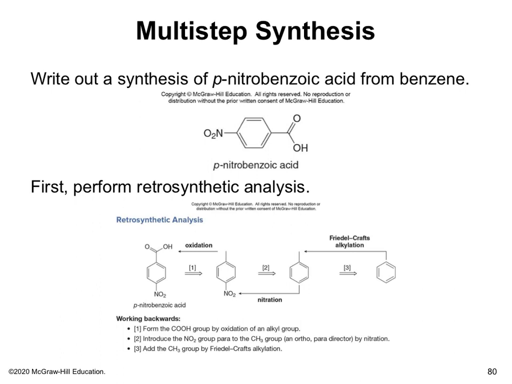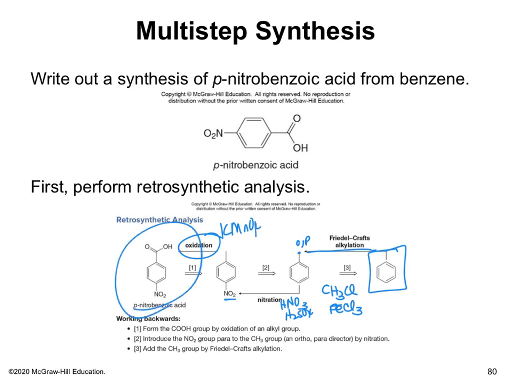So here is an example. If you have benzene, you can methylate that, right? Friedel-Crafts, methyl chloride with iron chloride. That would give you the toluene. And then that's an ortho-para director, so we can get this with nitric acid and sulfuric acid. Now you have the nitro group. And then how do you oxidize that? Remember, potassium permanganate can make the nitrobenzoic acid.